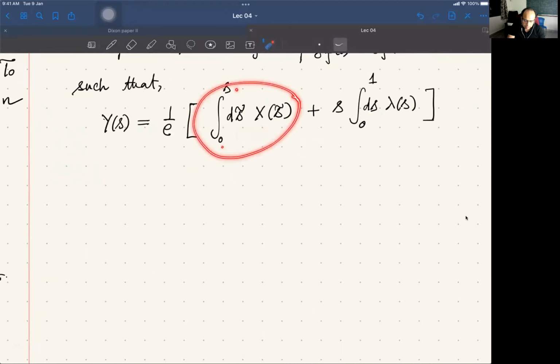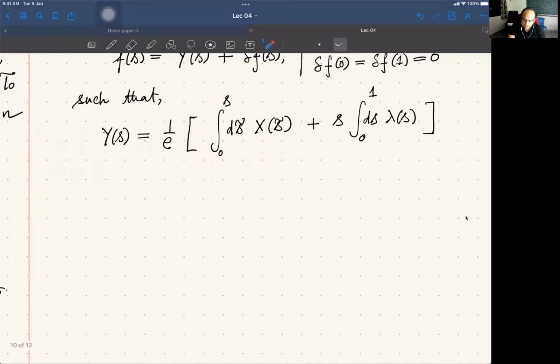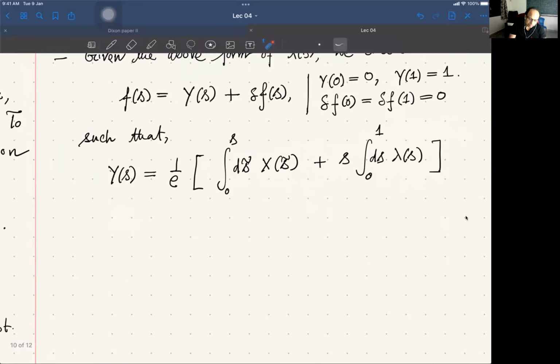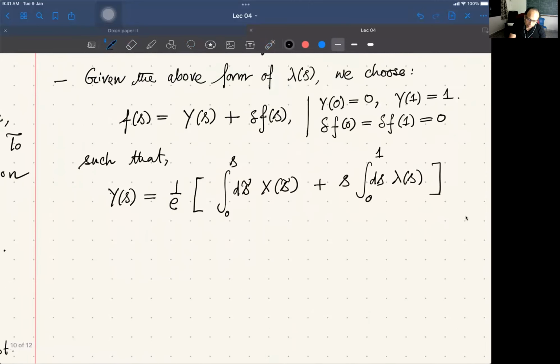So this becomes a function of s, and plus another term s times the zero mode of lambda in its Fourier transformation. Okay, and this is the first thing. So we are choosing this.